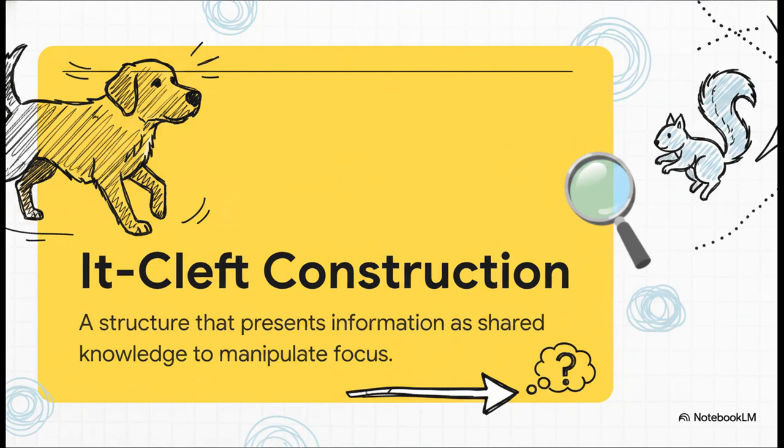Here's another powerful tool for doing this. It's a special sentence structure called the it cleft. When someone says, "It was Rover that chased the squirrels," they are cleverly presupposing that you and I already agree on the basic fact that someone chased the squirrels. That's treated as old news. The only new information is the identity of the chaser. It's a really subtle way to present an assumption as if it's already a shared established fact.